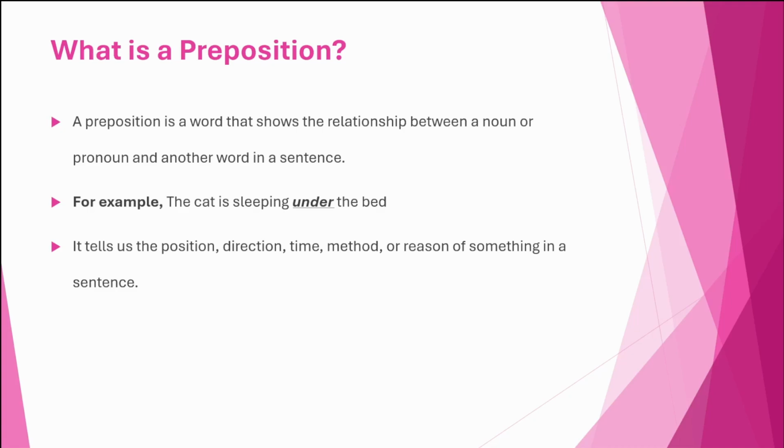For example, the cat is sleeping under the bed. So here the preposition under is connecting the noun cat and the noun bed. It is showing the relationship between these two nouns, that the cat is actually sleeping under the bed. That is, it is lying below the bed and she is sleeping there. So this is just an example of the preposition of position.